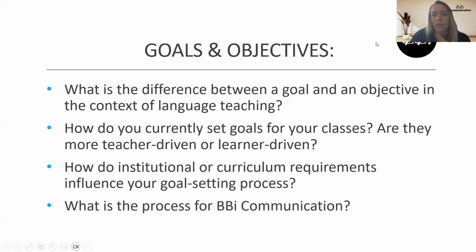I'm sorry, I'm sharing screen, so I can't see you guys, just FYI. What is the difference between a goal and an objective in the context of language training? Now, there's obviously no right or wrong answer here. It's really just to start a conversation. So does anybody have any ideas or opinions?